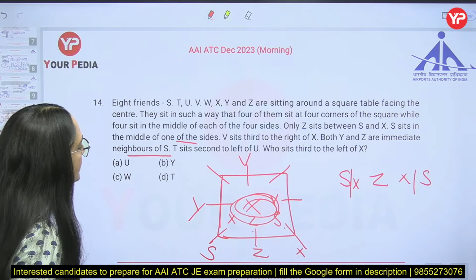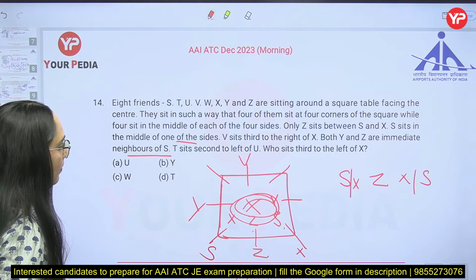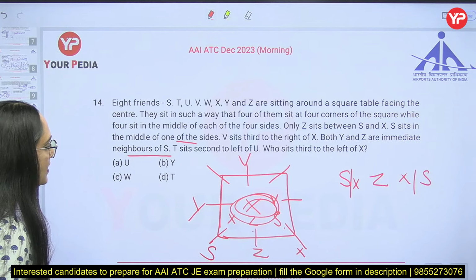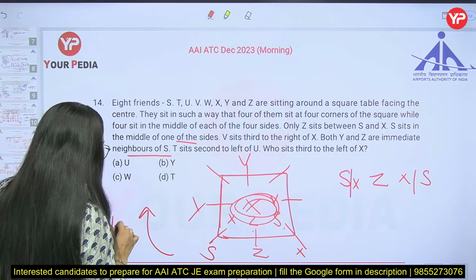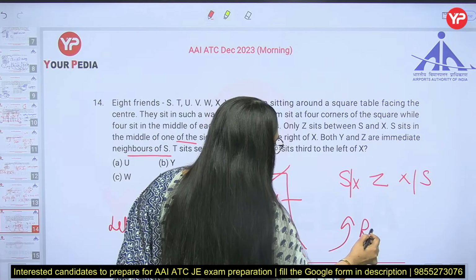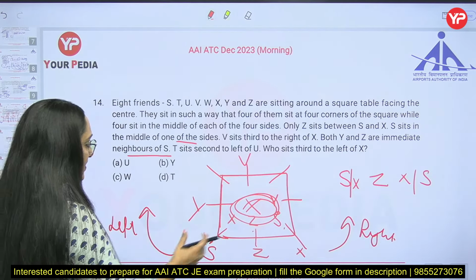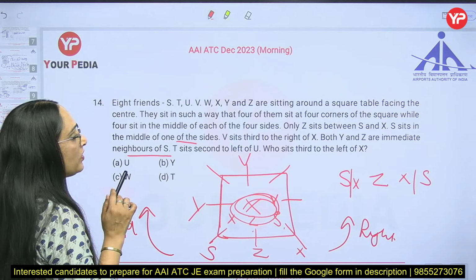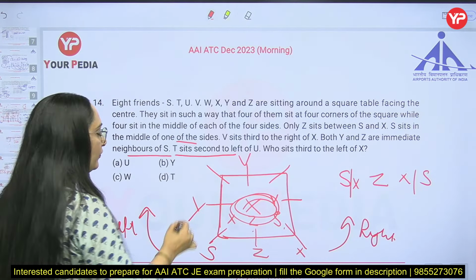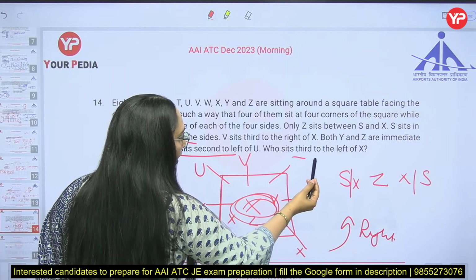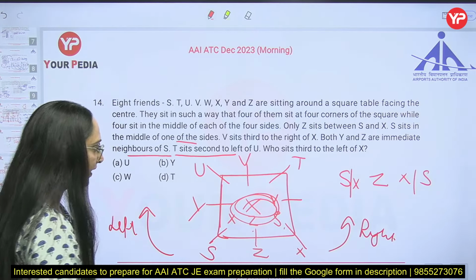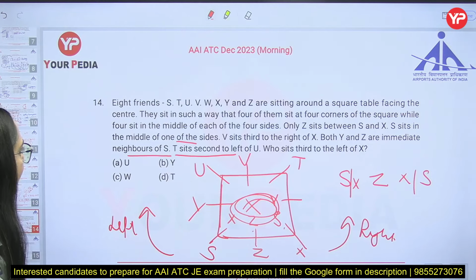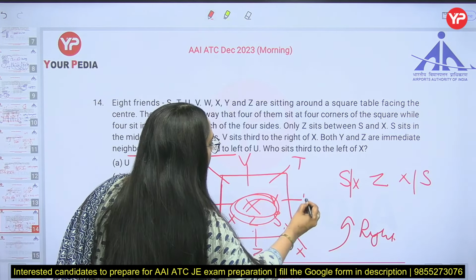Next, T sits second to the left of U. When we are sitting facing the center, this is our left side and this is the right side. So we are moving in the clockwise direction. When we are facing the center, left means clockwise. If T sits second to the left of U, then from U, 1, 2, T should be here, but it is X, so this possibility is right. So we are left with only one person, W. So W is here.